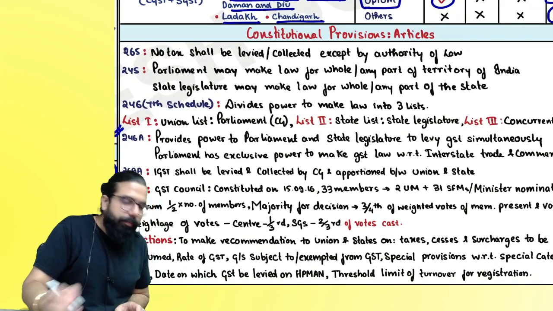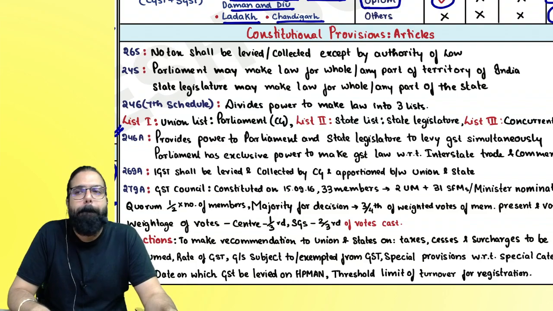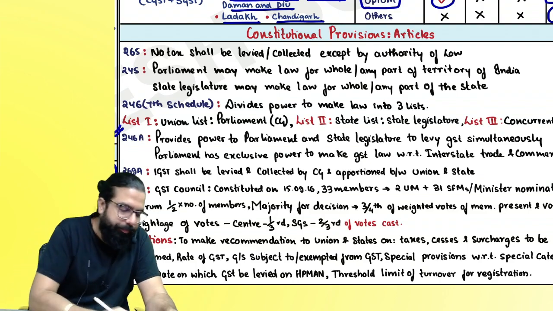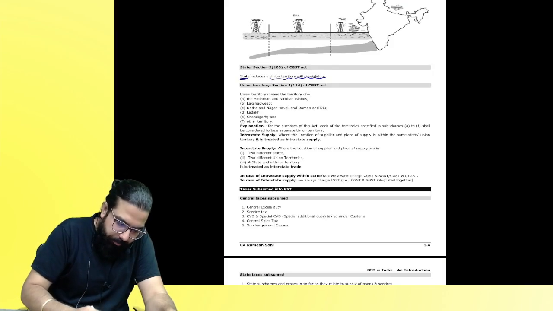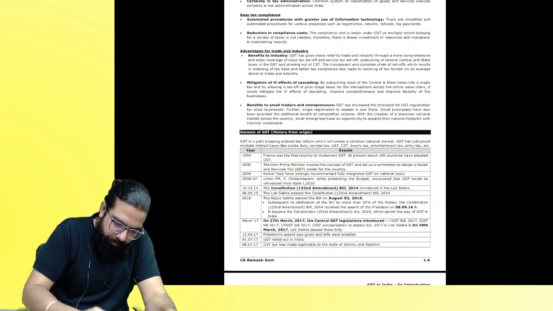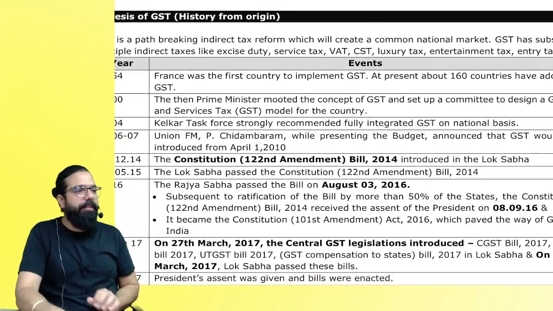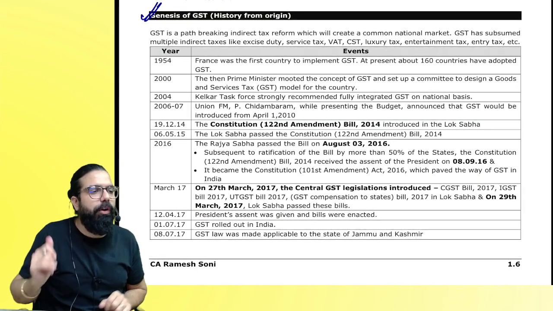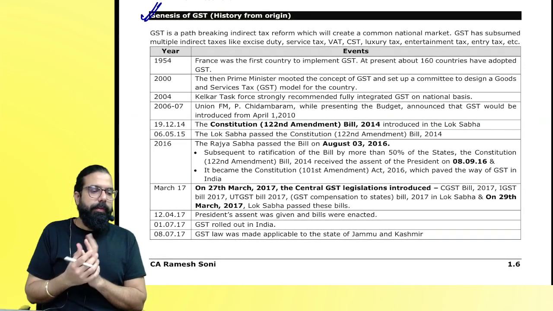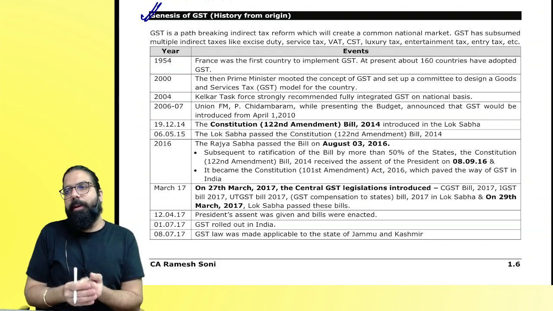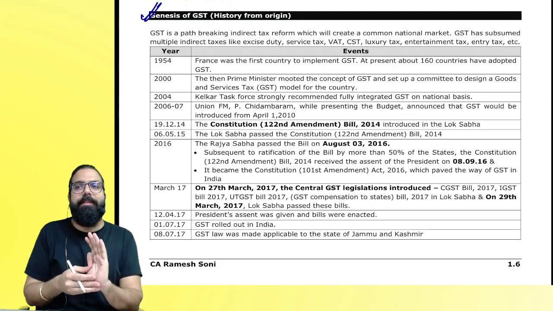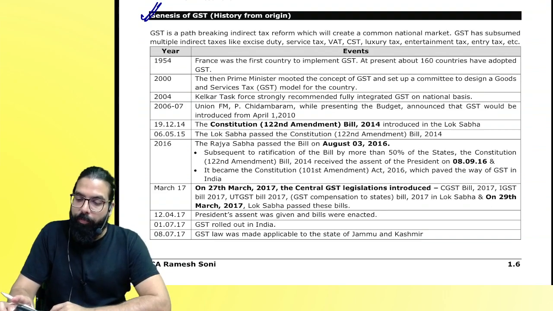Now, everyone listen to me very carefully. There's something called genesis of GST. Can you guys see over here? In your book, there's something called genesis of GST. Although it is a C-graded topic, still we'll understand a little. What do you mean by genesis? History. History is gone and you are no more in school now that they will ask you history. But still we will understand.